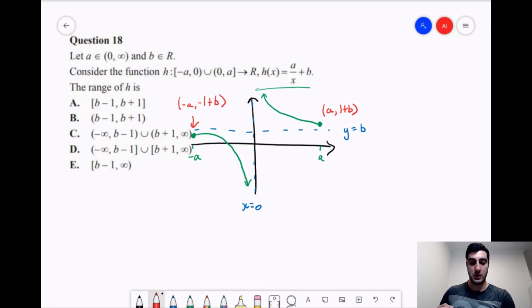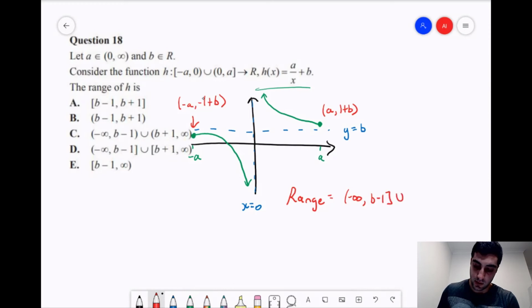Great, so now in terms of working out the range of this function, hopefully this step is relatively straightforward. You should know that the range spans from minus infinity up to this point here, or the y value of this point, which I'm just going to change the order, b minus 1, in union with the other segment of the line here, which is b plus 1 up to infinity. Great, so hopefully that's an option here. It looks like that's option D to me.